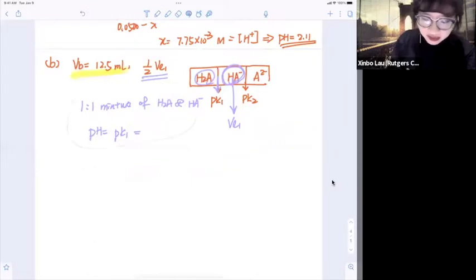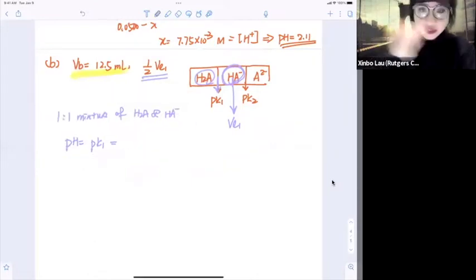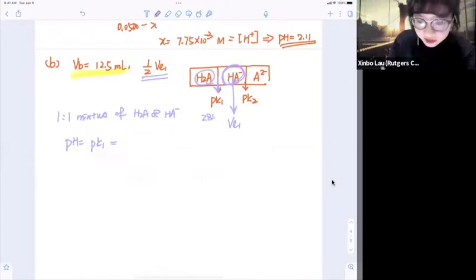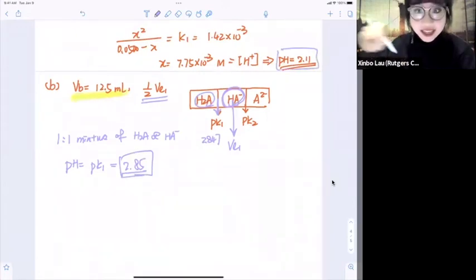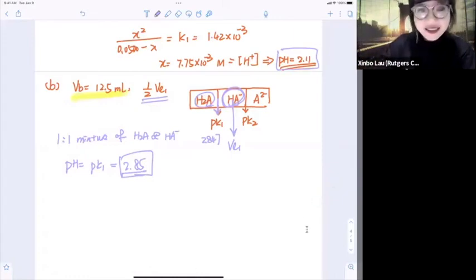Okay, so take the negative log, I'm gonna give you the values. After you take the negative log of both K values, pK1 is 2.847. Of course, when we report our pH, we suggest keeping 2 decimals, so that'll be 2.85. So from 2.11, the pH is changing, but it's a buffer, so not changing dramatically. That makes sense. Okay, so now let's keep on going.